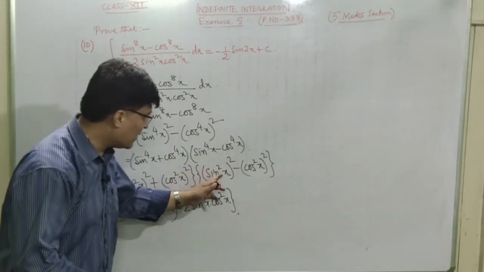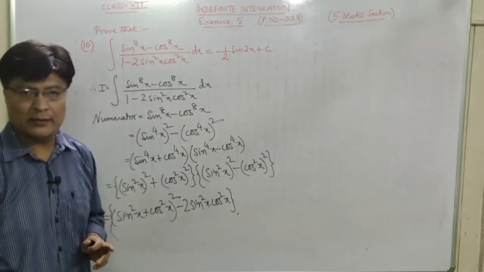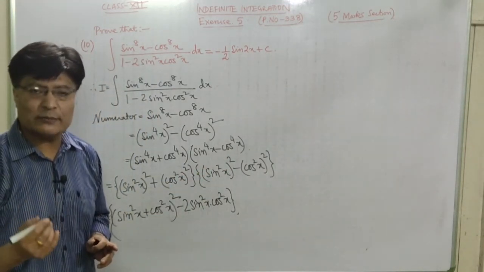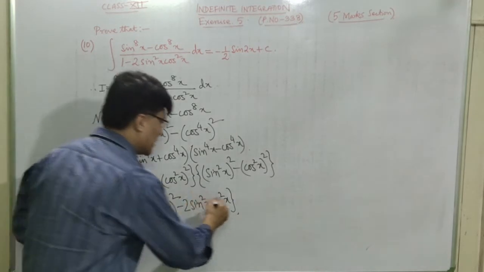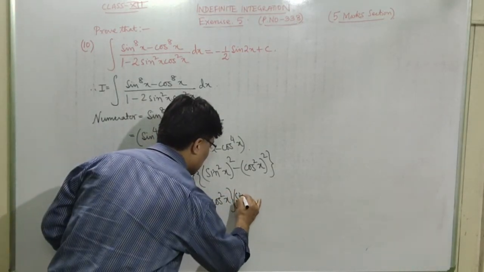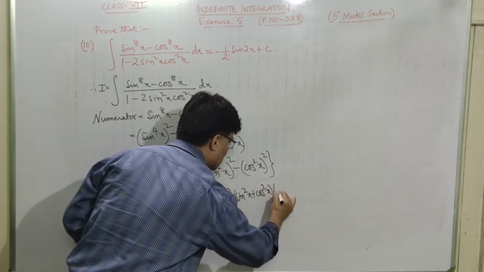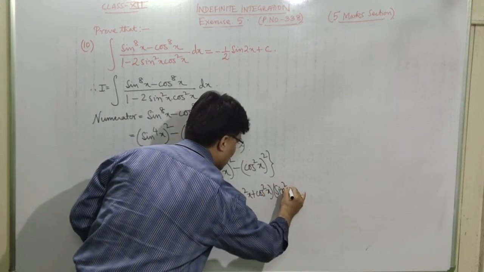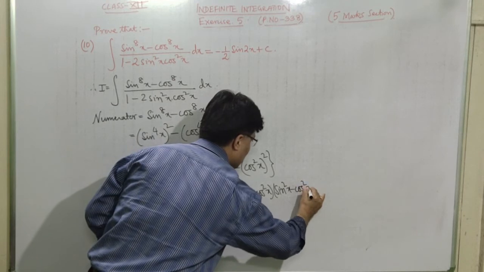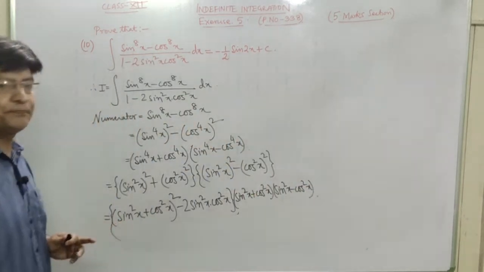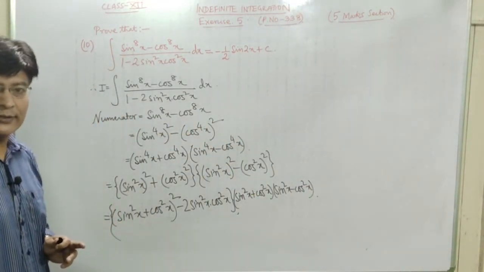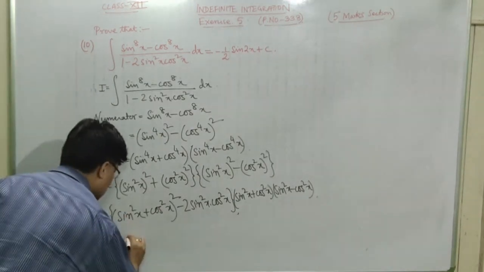Now in this case we have a square minus b square. So what is the formula? A square minus b square, a plus b into a minus b. So this is sine square x plus cos square x into sine square x minus cos square x. Is that understood? So let us simplify it further.